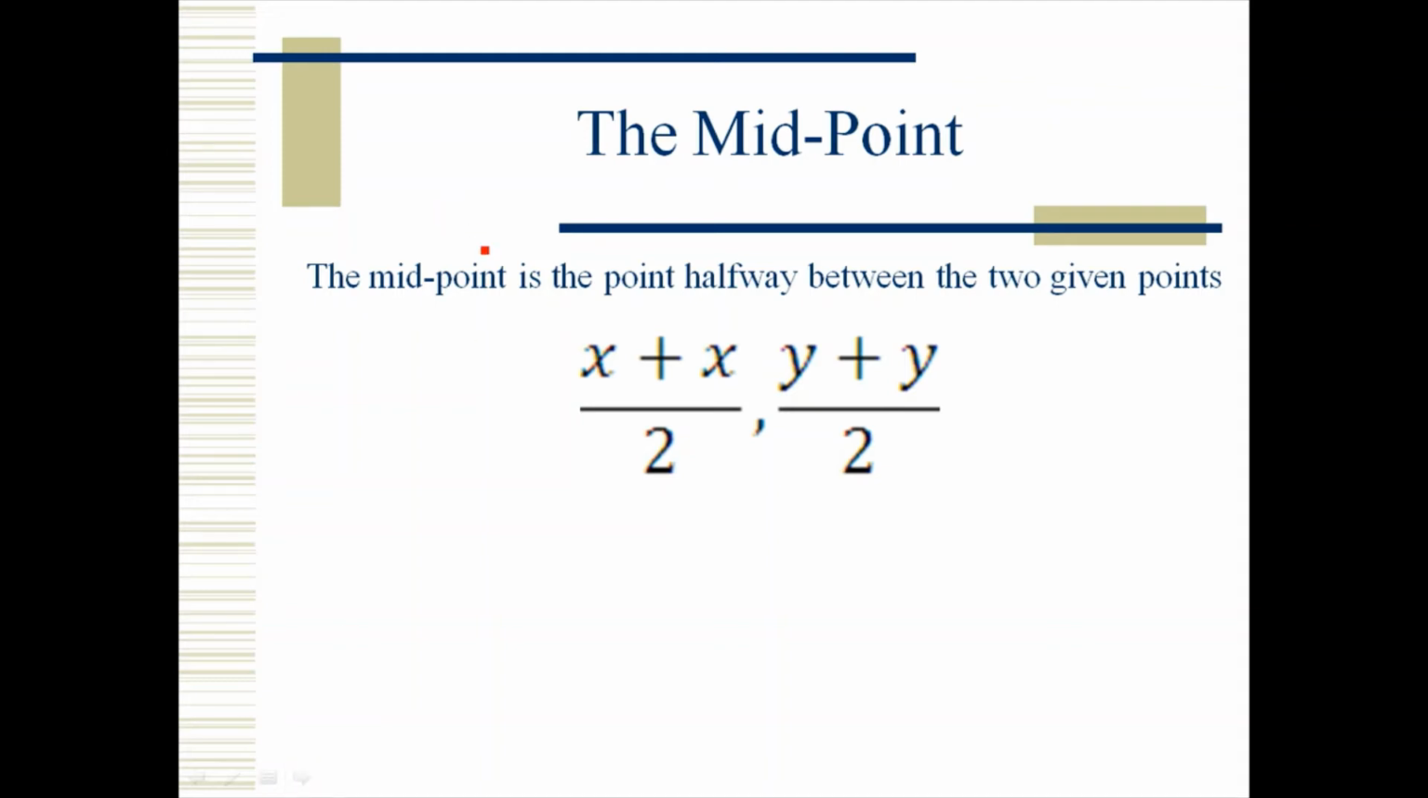The midpoint is actually the point that's halfway between your two given points. So we've got x plus x. The midpoint is simply the average, or the halfway point. So we're going to take our x's, add them up, and divide by 2. We'll take our y's, add them up, and divide by 2. Let's take a look at an example.